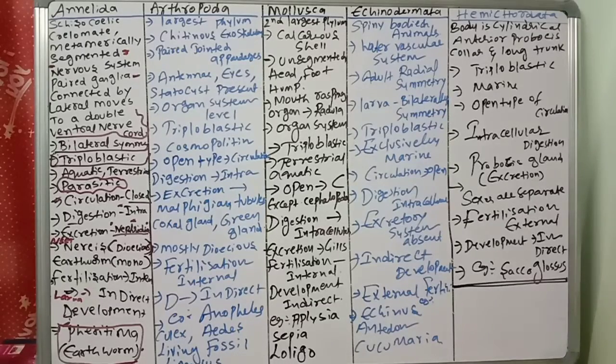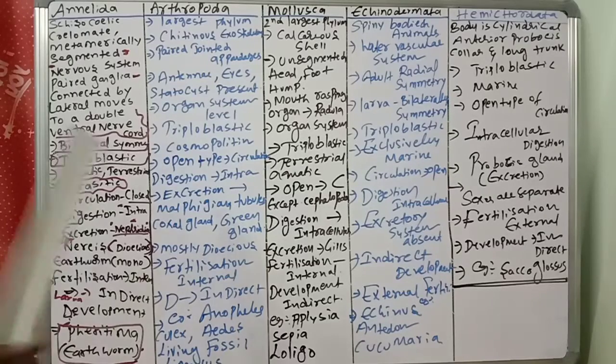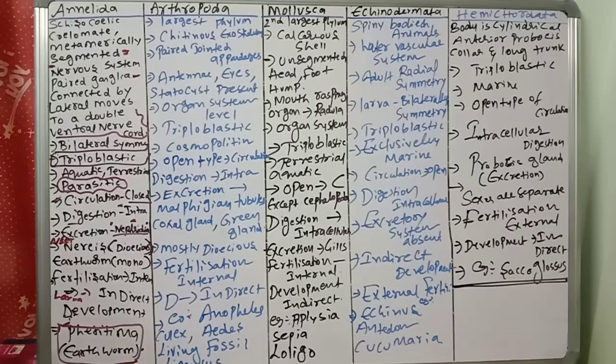Malpighian tubules, coxal glands, and green glands are there. They are mostly dioecious. Okay, male cockroach and female cockroach are separate. Fertilization is internal, so fertilization will take place inside of the body. Development is indirect. What's the meaning of indirect? A larval form is present.